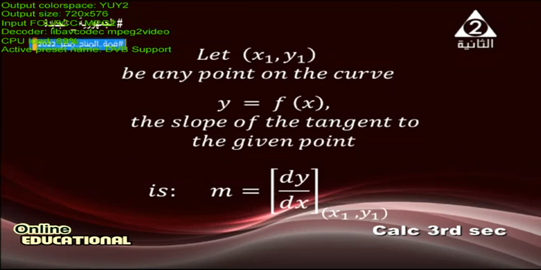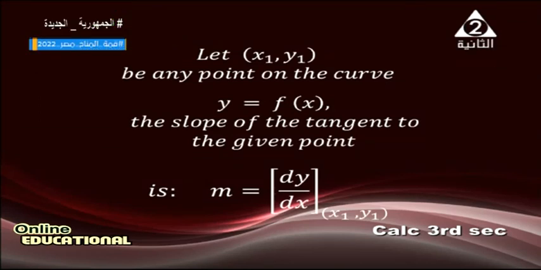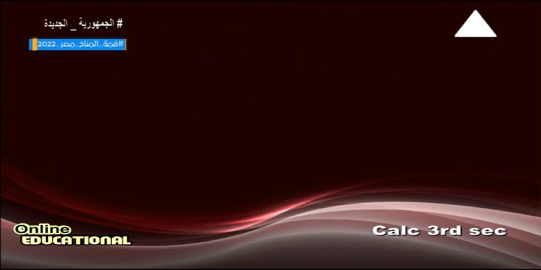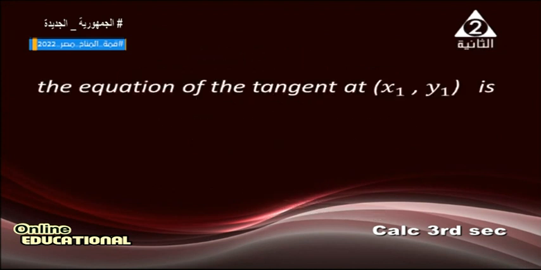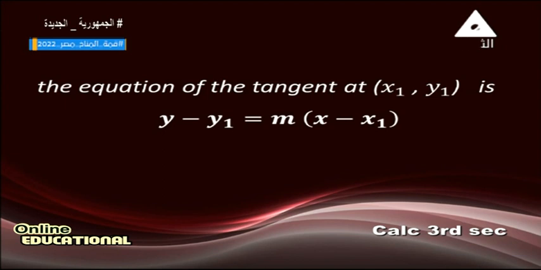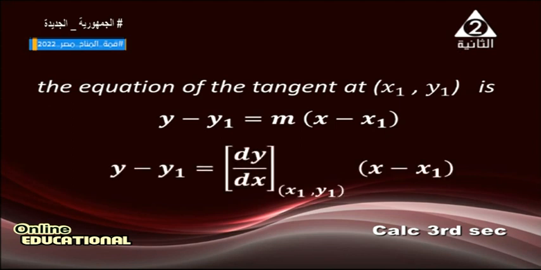dy/dx at this point (x1, y1). Then the equation of the tangent at the point (x1, y1) is y minus y1 equals m times (x minus x1), or y minus y1 equals dy/dx at the point (x1, y1) times (x minus x1). We know that the slope of the tangent is the first derivative of the function at the point (x1, y1).